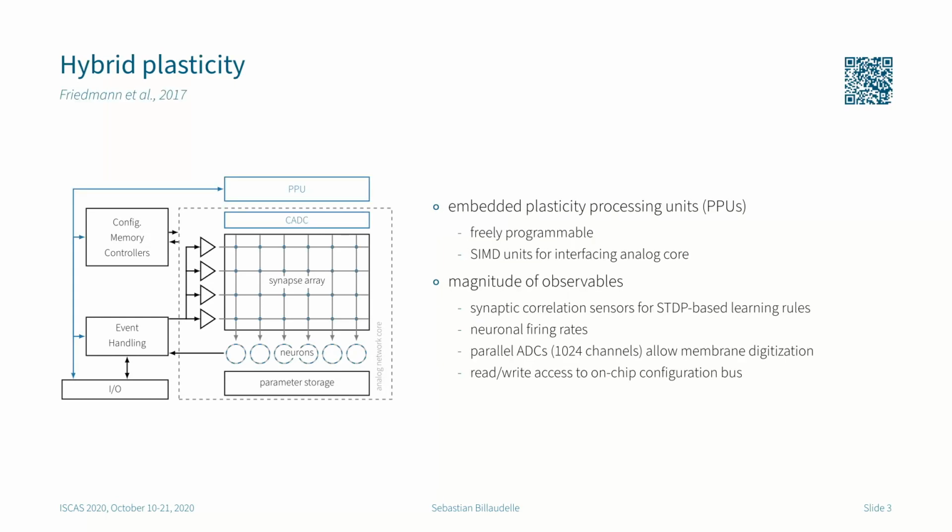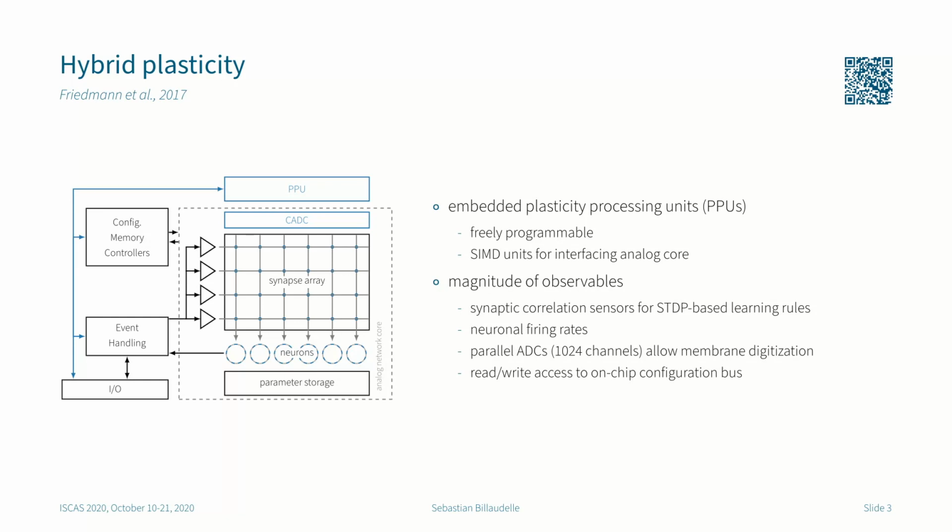The most notable addition compared to BrainScaleS-1 are the digital plasticity processing units. These embedded processors are freely programmable and interface the neuromorphic core via SIMD vector units. We call this concept hybrid plasticity. This scheme couples a flexible digital processor with a multitude of analog observables. For example, local sensors within the synapse circuits measure the correlation between pre- and postsynaptic spike trains. This, for example, allows to implement STDP-based learning rules.